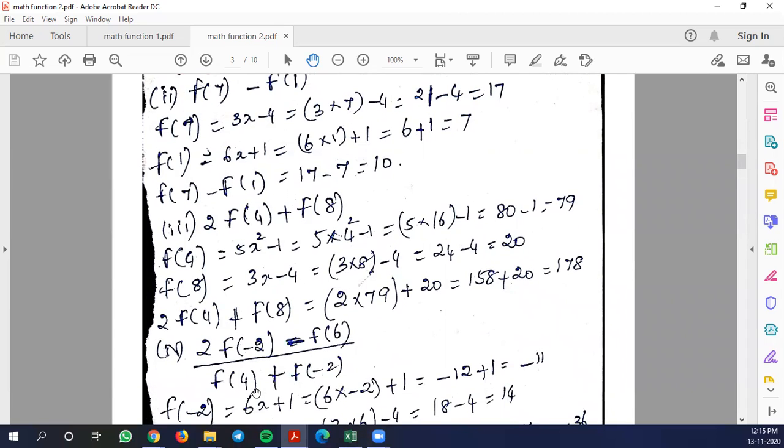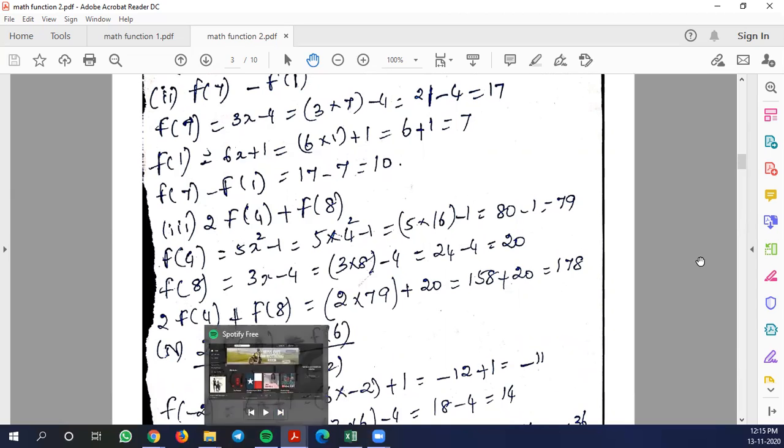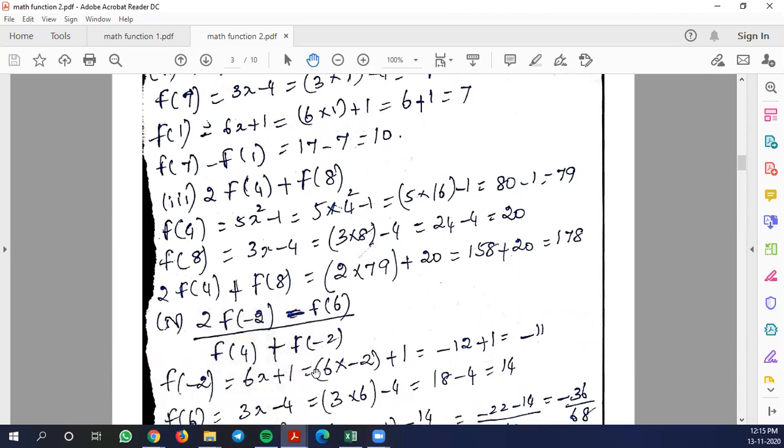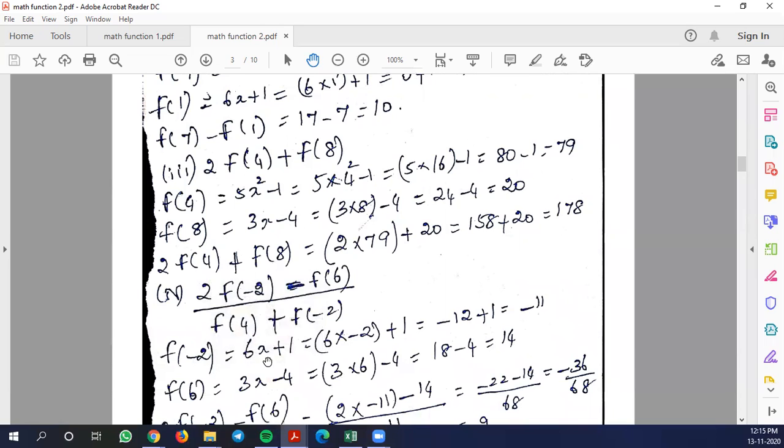The last one, 2 f of minus 2 minus f of 6 by f of 4 plus f of minus 2. So f of minus 2 comes under the first one, 6x plus 1. So 6 into minus 2 plus 1. Plus into minus is minus. 6 twos are 12 plus 1. Unlike sign, subtract. 12 minus 1 is 11. Sign before the greater is negative, minus.